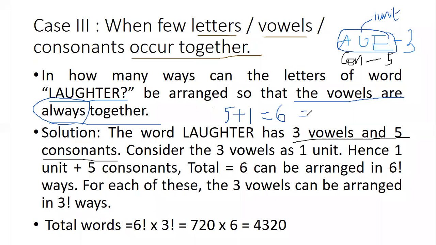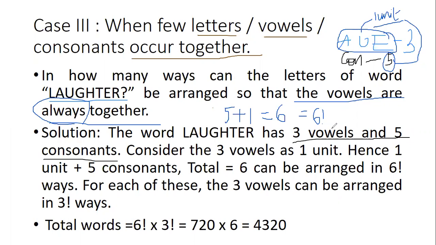So when I have 6 units, can I go for 6 factorial ways? If you remember, this is something like the number of books of maths, stats, and accounts that we had. We were supposed to keep 7 books of maths always together, so we considered that as one unit. This is similar, but here we are using letters, vowels, and consonants. So these 3 vowels are always together, so I consider them one unit. I have 5 consonants, so 5 plus 1 is 6. So it is 6 factorial ways.